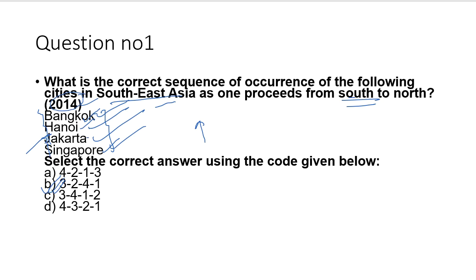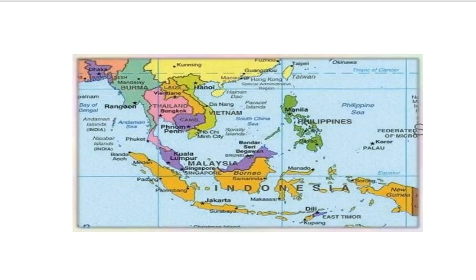So let us see it in the map. In this map you will see the exact order of the cities. This is Jakarta, capital of Indonesia. Then comes Singapore, the capital and island nation. Then further northward is Bangkok, capital of Thailand. Then further northward is Hanoi, capital of Vietnam.